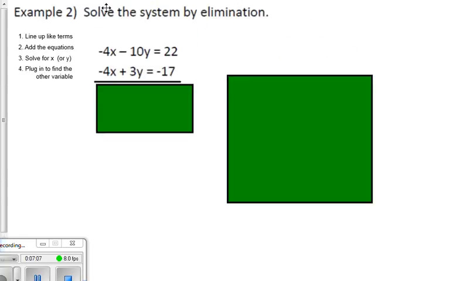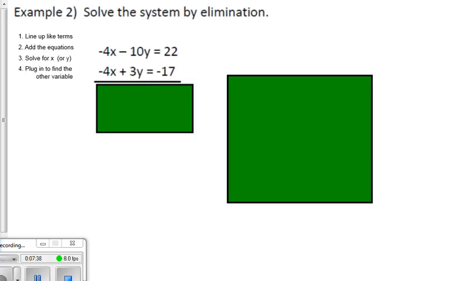So let's look at example number 2. We're going to solve the system by elimination again. So like before, we have to line up our like terms, add the equations, solve for x or y, and then plug in that variable to find the other variable. Well, in this case, we look at our two equations, and again, they're written right above each other, so our x's are lined up, our y's are lined up, and our constants are lined up.